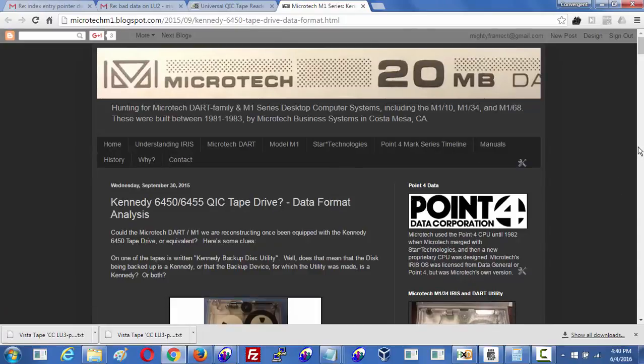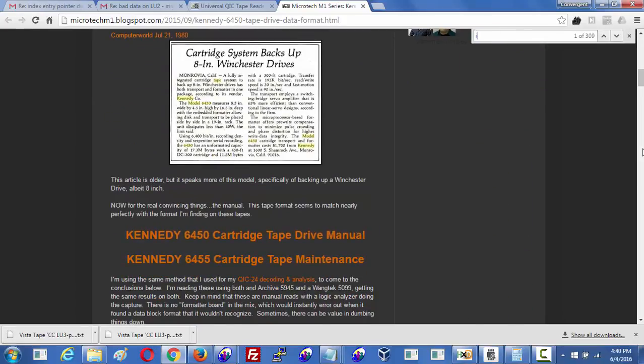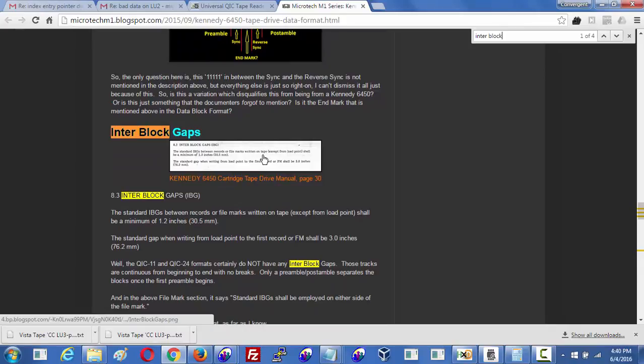This format has something called interblock gaps. If you go to my page on that, Kennedy 6450 tape drive data format, and look for the interblock gaps section, you can see the definition according to the manual for this particular hardware. The standard IBGs, or interblock gaps, between records or file marks written on the tape shall be a minimum of 1.2 inches. The standard gap from load point to the first record shall be 3 inches.